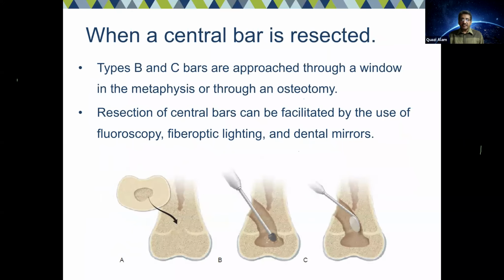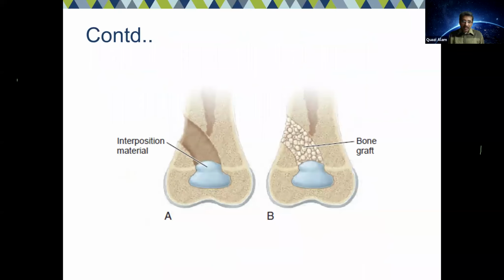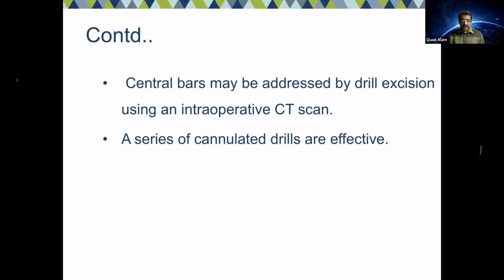But if it is a central bar, the process is a little bit complicated. You have to make a channel through the metaphysis to reach the central part. With the help of fluoroscopy, fiber optic lighting, or dental mirrors, ensure that you have removed the bar completely. And then fill the gap with autogenous fat and bone graft in the tunnel that you made in the metaphyseal region. There are some studies that show that it can be excised by multiple drill excisions also. So cannulated drill bits can be very effective also.